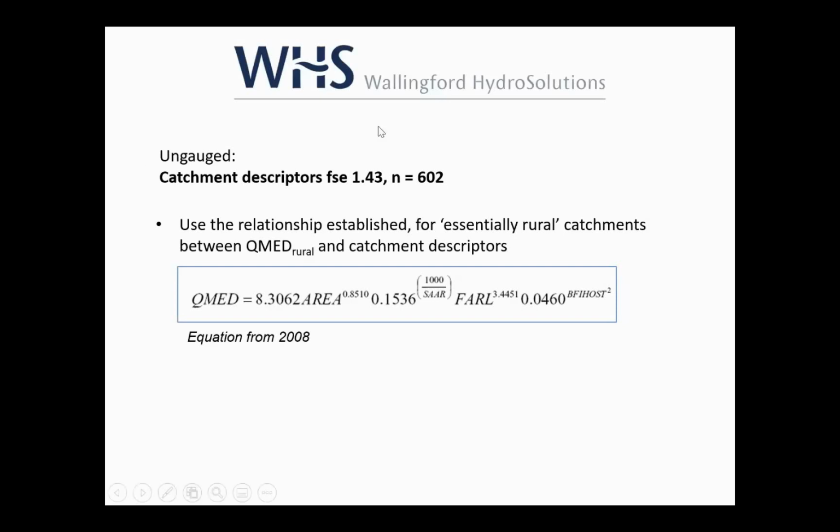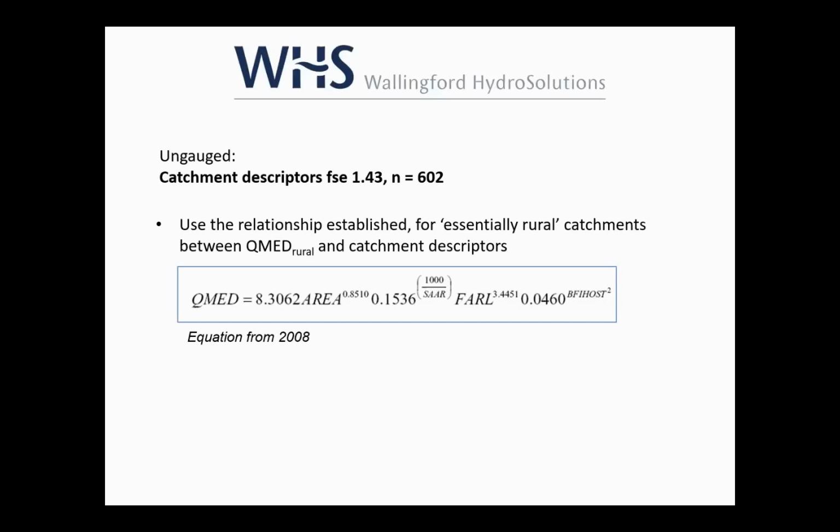So this has a factorial standard error of 1.43, and that's based on looking at its accuracy across 602 gauge sites and comparing their observed QMED values to what the catchment descriptor equation estimates. As we'll see when we incorporate more local data, for example, when we apply the donor transfer method, that factorial standard error will come down close to 1. So the catchment descriptor approach is based on an equation. The equation you can see in the center of your screen.